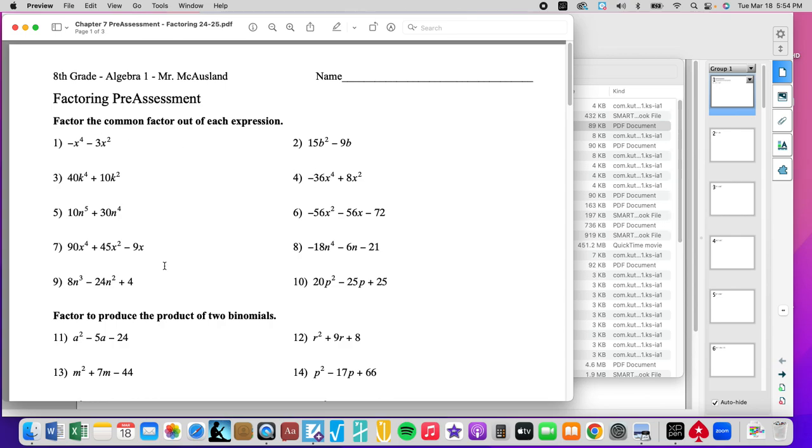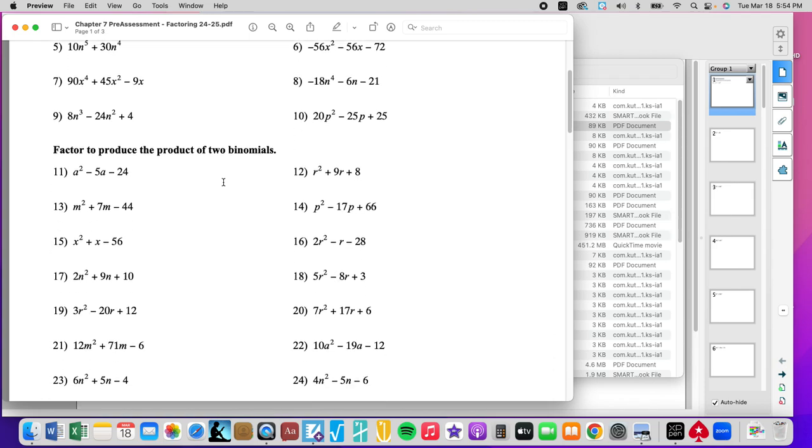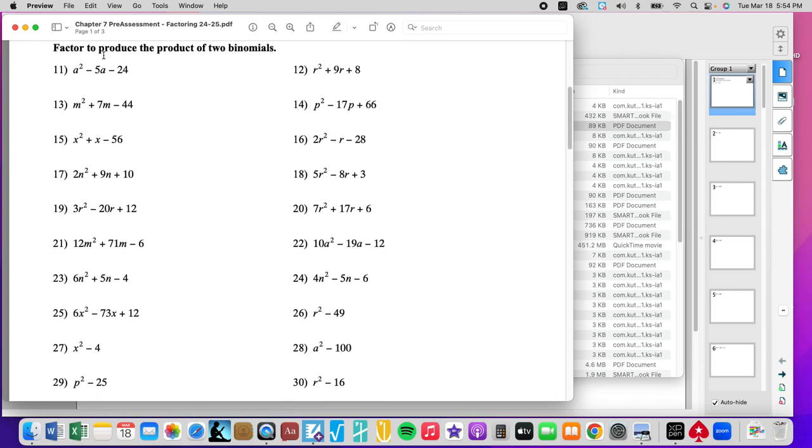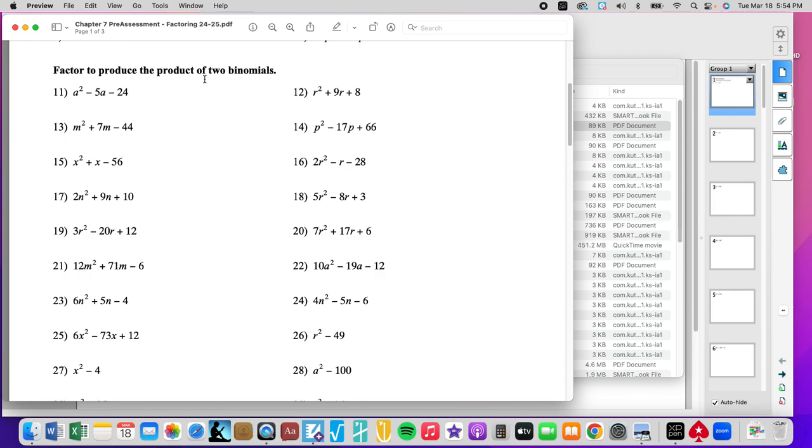So our first task is going to be factoring out the common factor of each expression. We're going to be turning each of these addition and subtraction problems into the product. So we're going to factor out that GCF, and then we're going to have it multiplied by whatever is left over. And then the second half of the assessment will be on factoring and producing two binomials. And so this is going to be A times C.